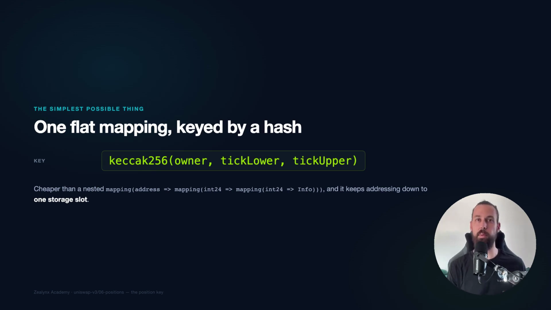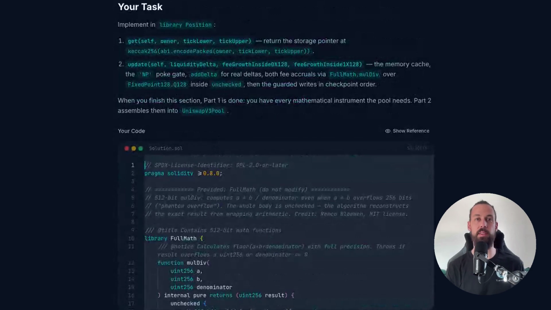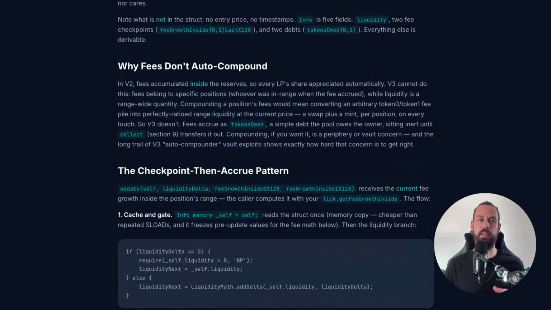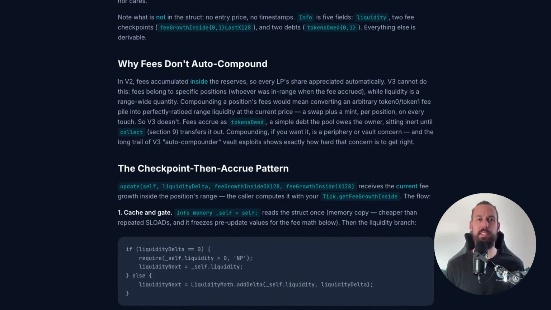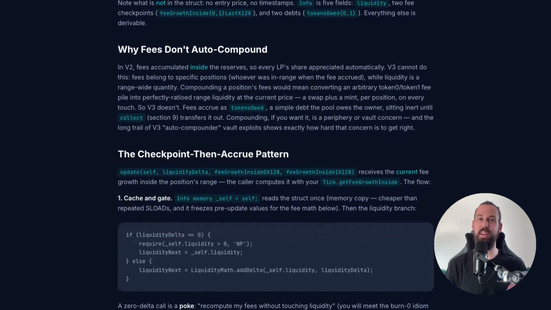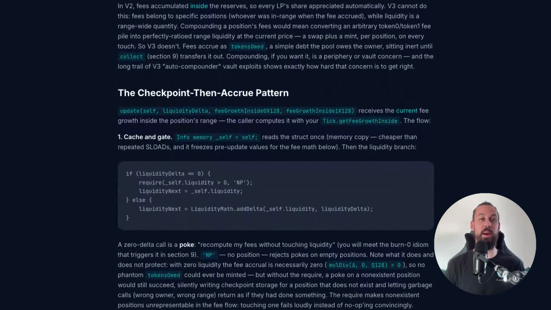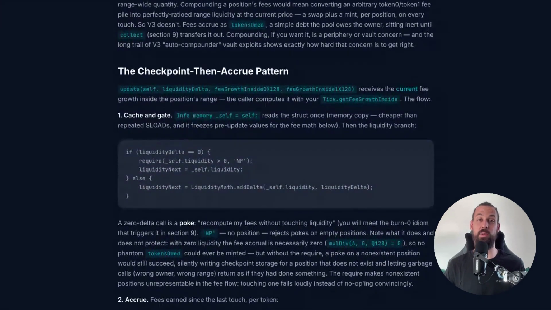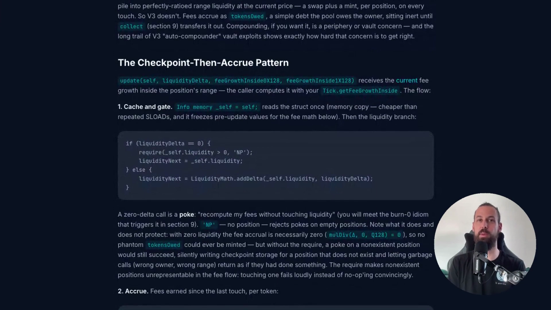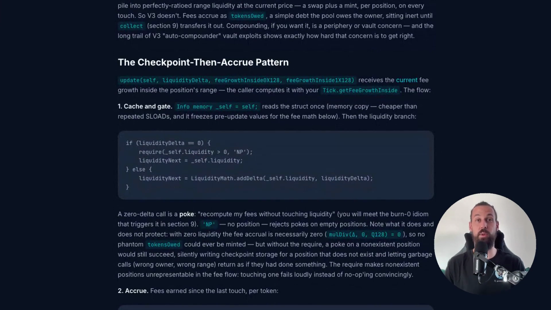Second, and this one surprises people, the owner field is whoever calls the pool. For most real users, that's not them. It's the periphery's non-fungible position manager, which owns one giant bag of pool positions and tracks who owns what by NFT token ID on top. So the NFT you see in the interface is periphery bookkeeping. The core neither knows nor cares.